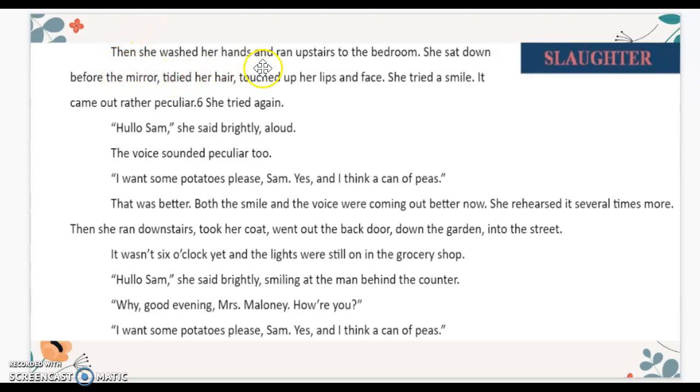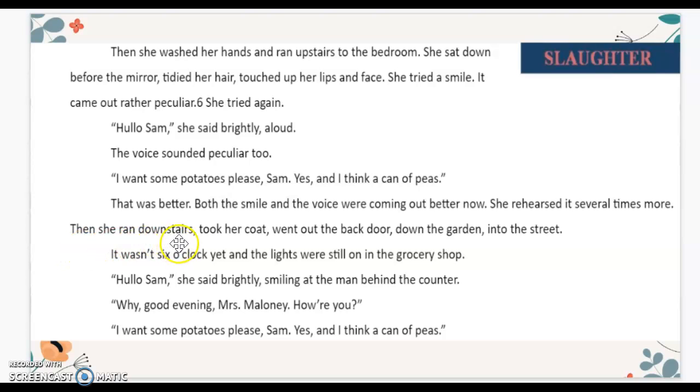Then she washed her hands and ran upstairs to the bedroom. She sat down before the mirror, tidied her hair, touched up her lips and face. She tried to smile. It came out rather peculiar. She tried again. "Hello, Sam," she said brightly aloud. The voice sounded peculiar, too. "I want some potatoes, please, Sam. Yes, and I think a can of peas." That was better. Both the smile and the voice were coming out better now. She rehearsed it several times more.